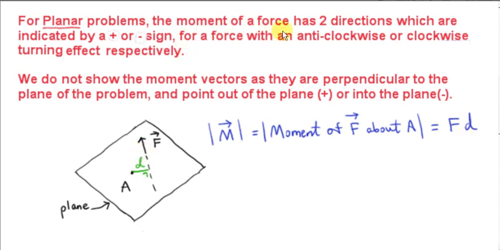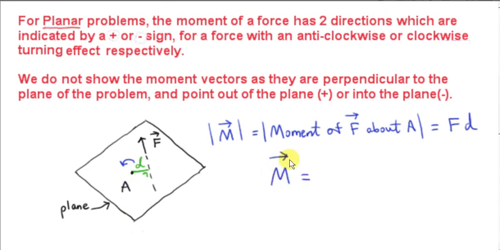Now, the moment of a force has two directions, which are indicated by a plus or minus sign, for a force with an anti-clockwise or clockwise turning effect, respectively. So let's look at the turning effect of this force F about the point A. Well, we can see that if we're looking down on the plane, the turning effect is in this direction. And this direction is anti-clockwise, against the clock. Okay, so we're looking down on our plane. So this is our page, or in my case, the screen. Okay, we're looking down in this direction. So F acts to turn whatever the object is anti-clockwise about the point A.